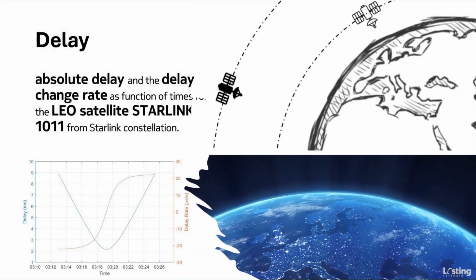This figure here shows the absolute delay and the delay change rate as a function of time for the LEO satellite Starlink 1011 from the Starlink constellation.